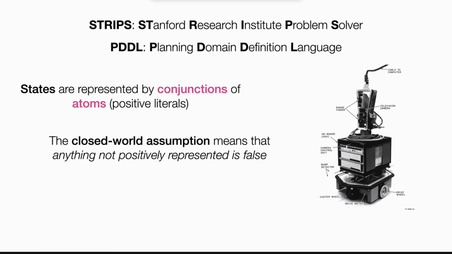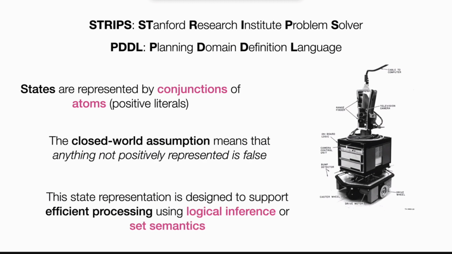So the closed world assumption measures up with this previous one. It says, if I've not written anything down about something, so if my state does not describe something, then I can just assume that that thing is false. Okay, that's the closed world assumption. And this is part of the thing that allows us to have this compact reasoning and representational approach. And we do that using either logical inference, so first order logic, or something called set semantics. So we think about sets, groups of atoms or states.